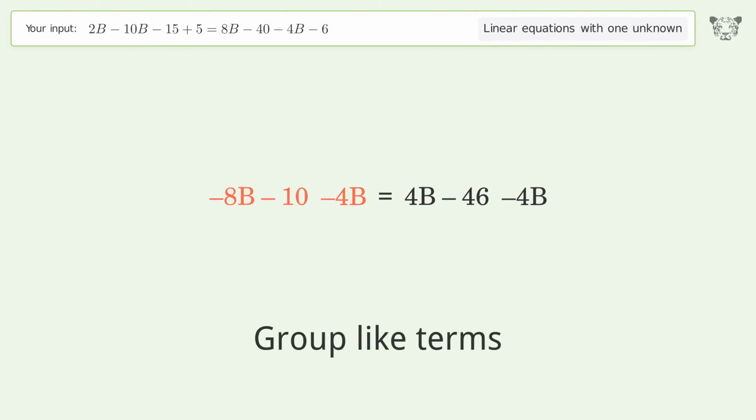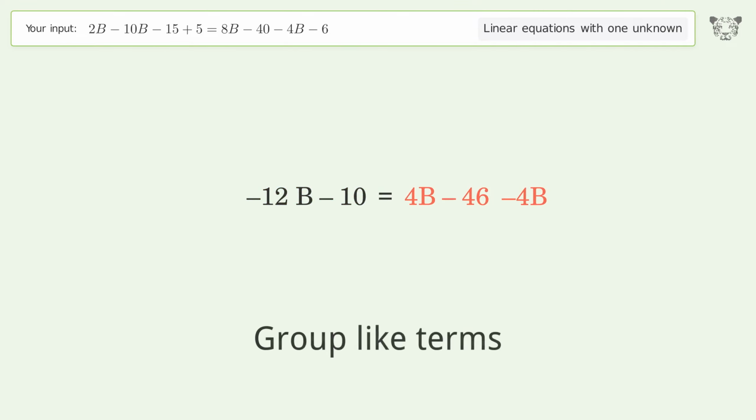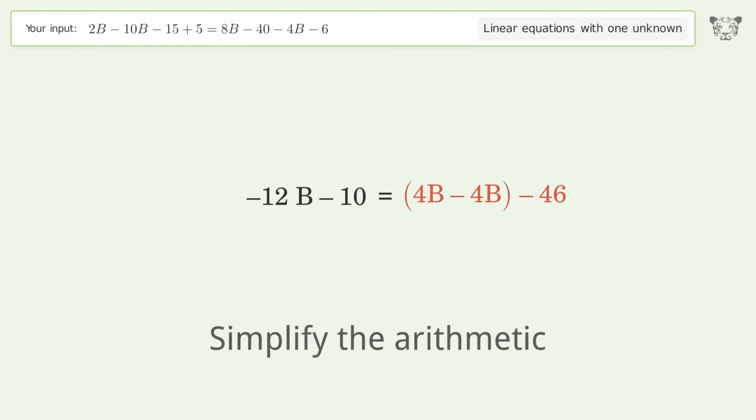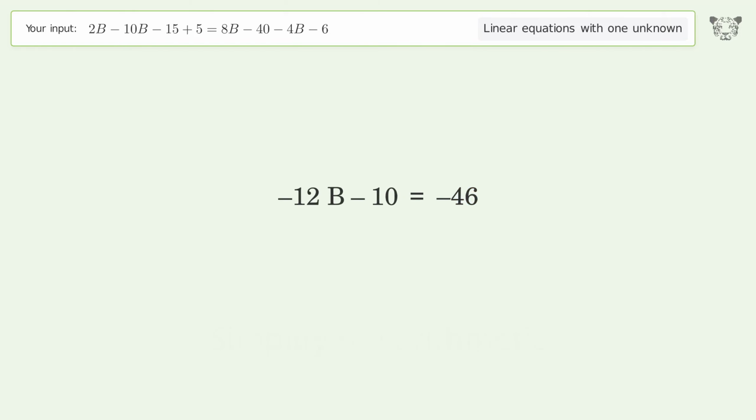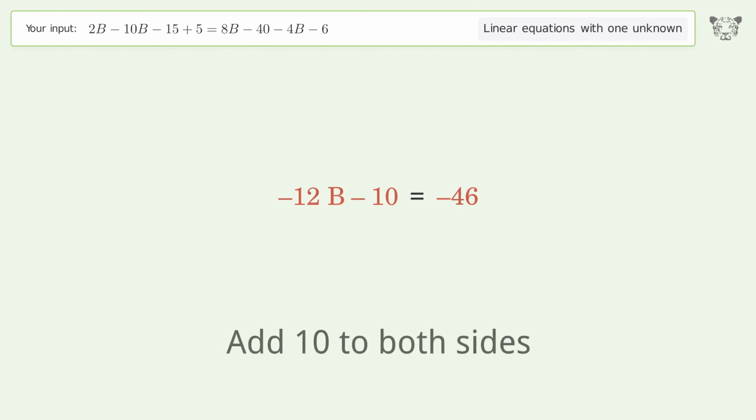Group like terms. Simplify the arithmetic. Group like terms. Simplify the arithmetic. Group all constants on the right side of the equation. Add 10 to both sides.